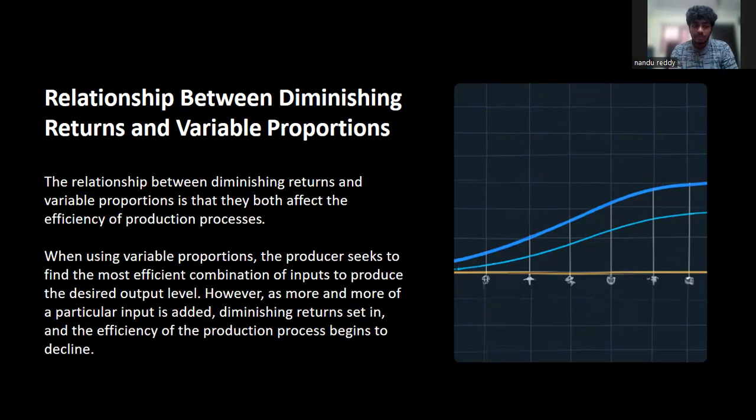It will affect the efficiency of the production process. When using variable proportions, the producer seeks to find the most efficient combination of inputs to produce the desired output level. However, as more and more of a particular input is added, diminishing returns set in, and the efficiency of the production process begins to decline. Beginning to decline means they're getting losses because of changing the inputs.